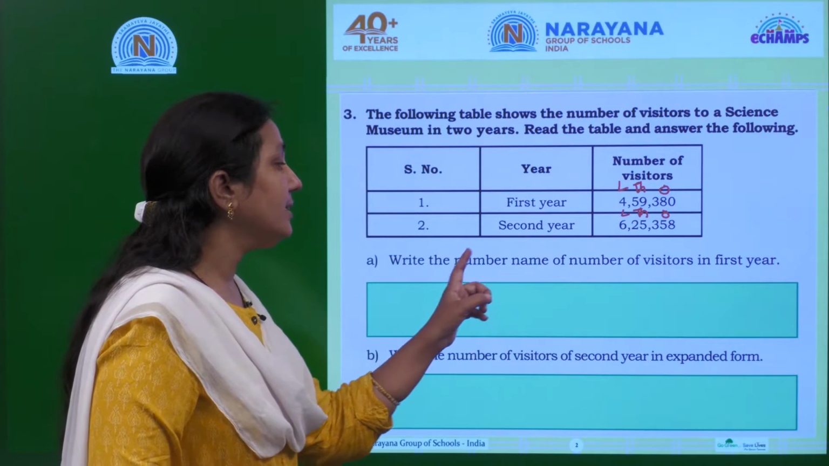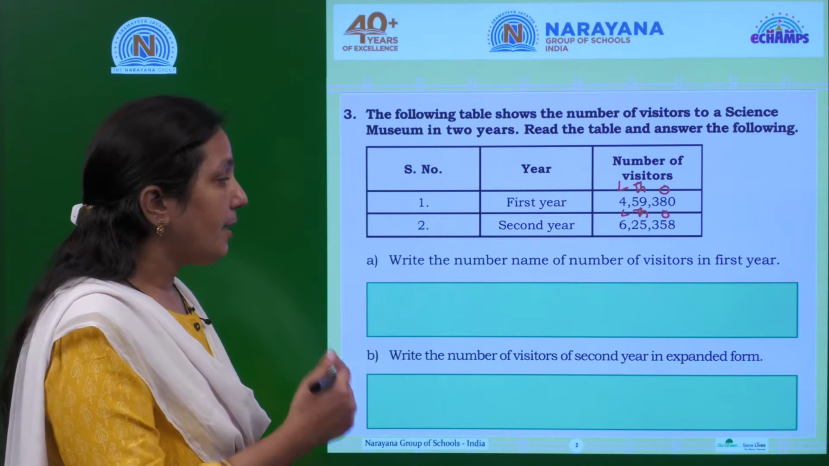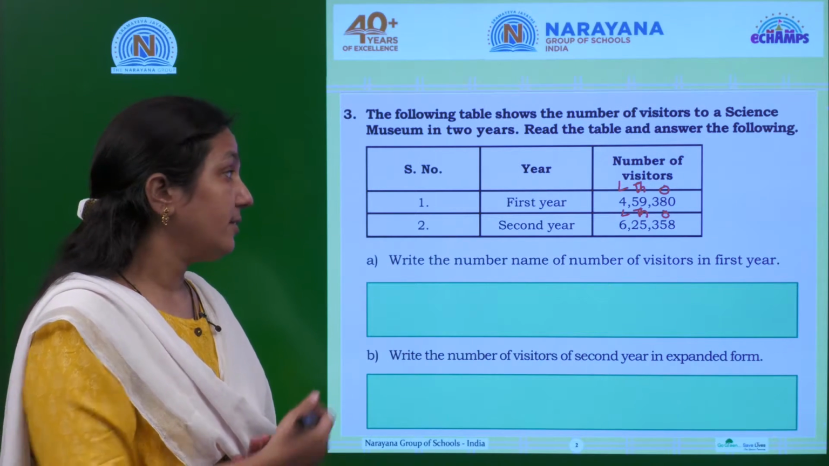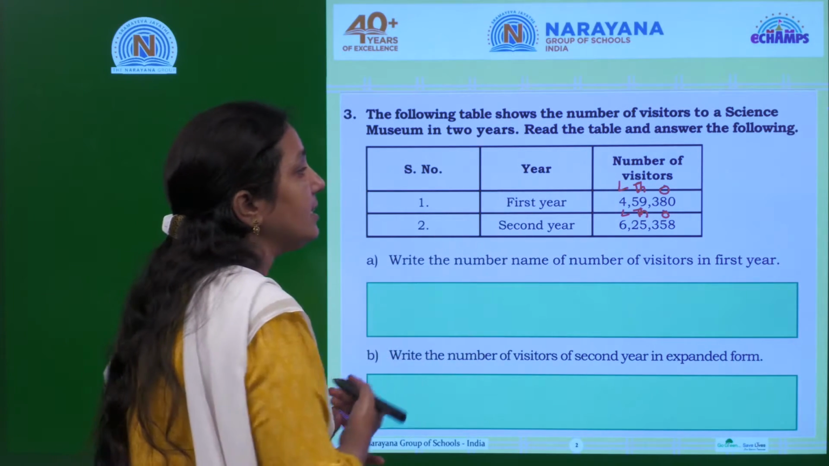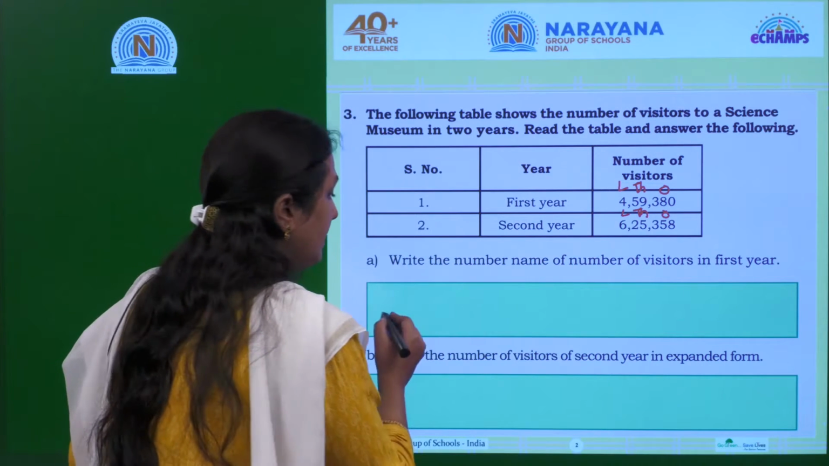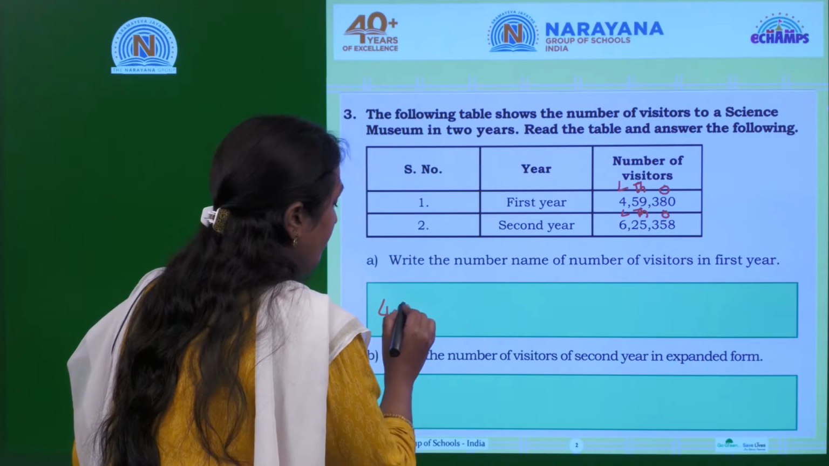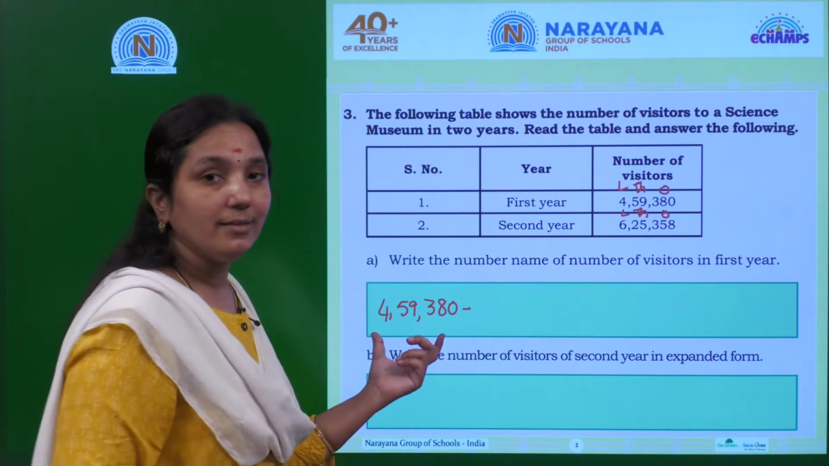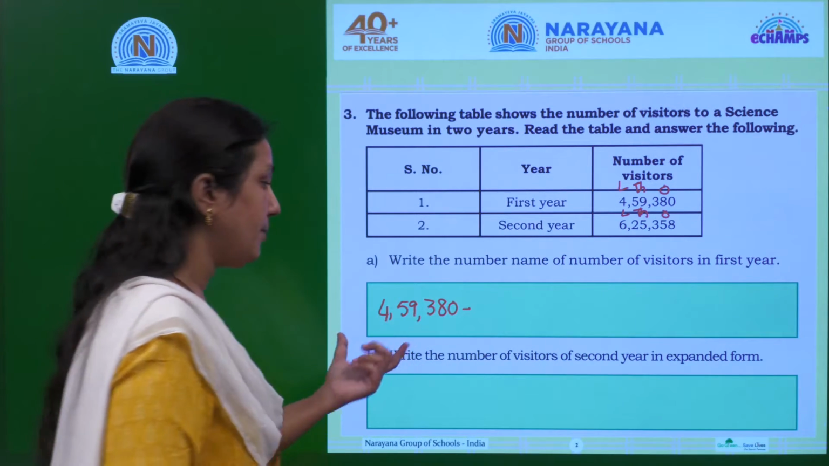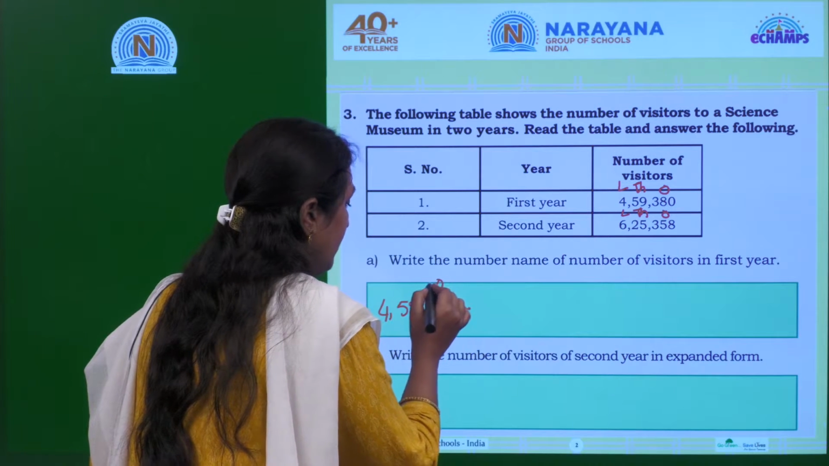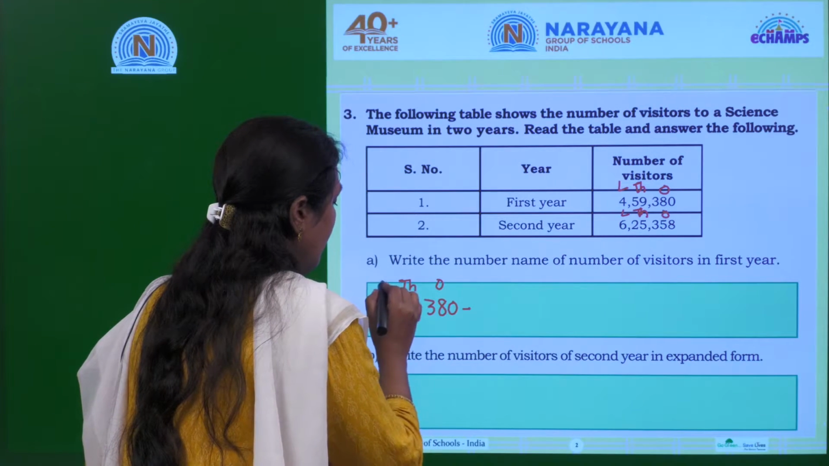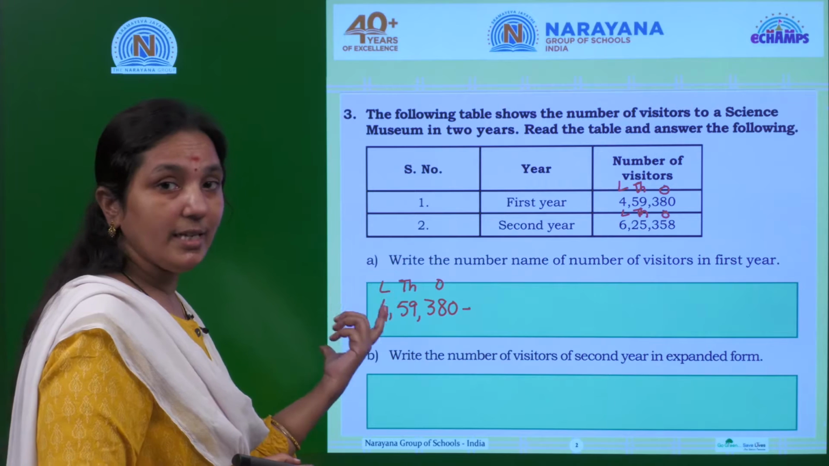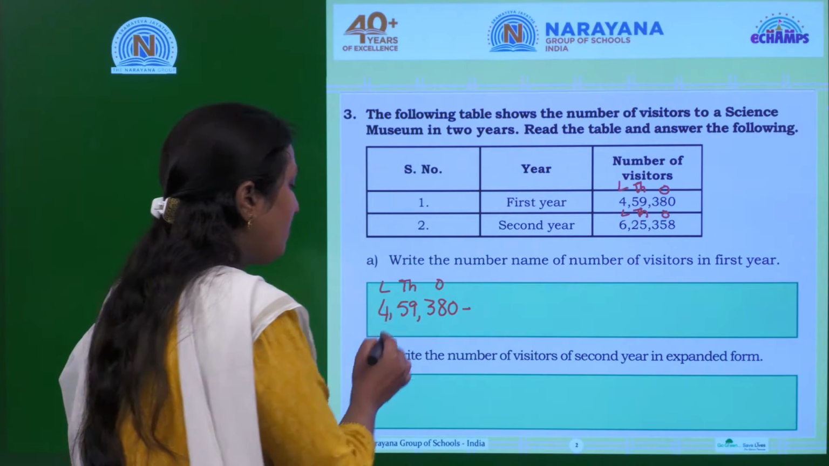Here, write the name of the number of visitors in the first year. What do we have to do here? We have to write the number name for the first year. How many visitors visited the science museum in the first year? That is 4,59,380. So, we have to write the number name of the given number. Here we have ones, thousands, lakhs. So, how can you write it? Easily, if you write the periods, you can easily write the number name. So, here in the lakhs place, 4 is there.